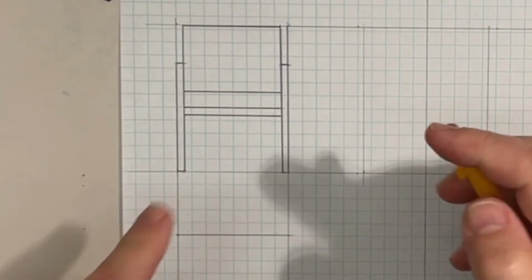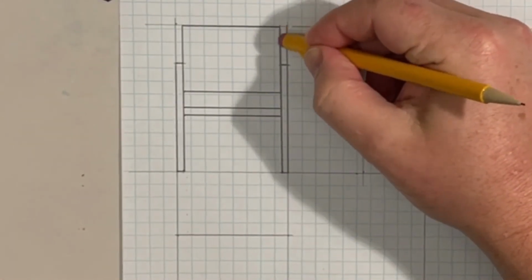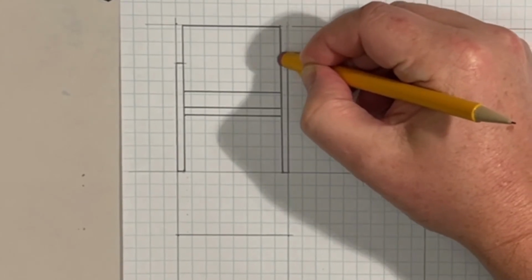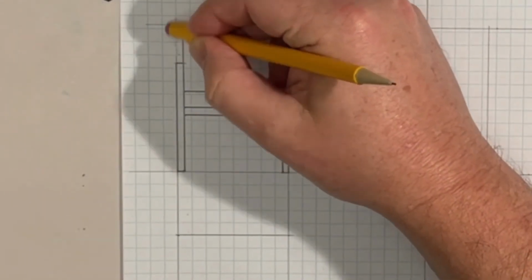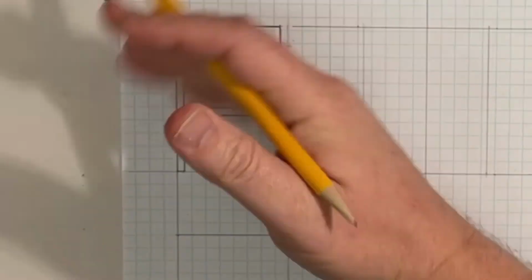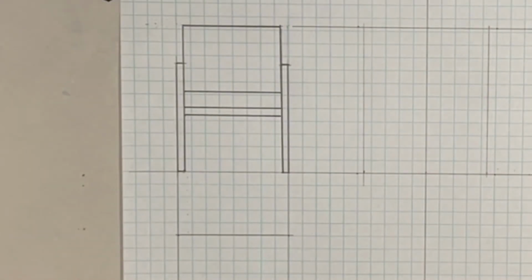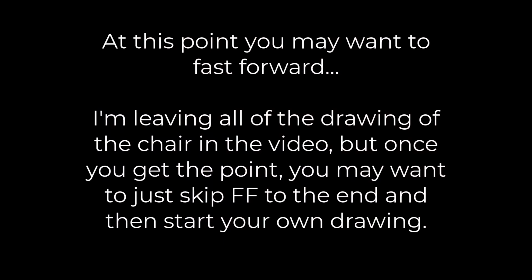And, oh, I should not have gone all the way up there. It's a good thing I did not do this in pen. Actually, I'm going to erase some of that. So you'll see that is what the front view of my chair looks like. So that wasn't so hard.